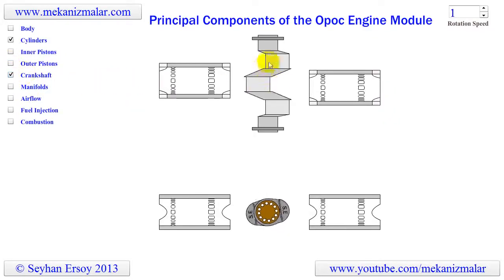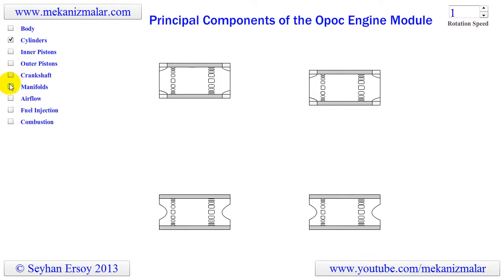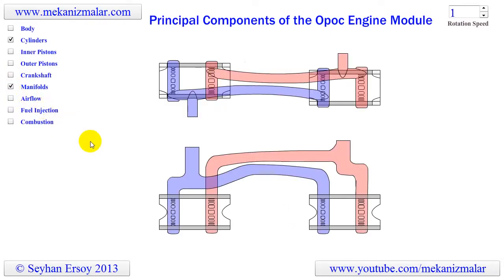Connecting rods are connected to the crankshaft of the engine located at the center of the engine body. The inlet manifolds feed turbocharged air into the cylinder. Inlet ports are shown in blue, while the exhaust manifolds are shown in red. Also, the direction of the gas flow is shown with arrows with the same color code.